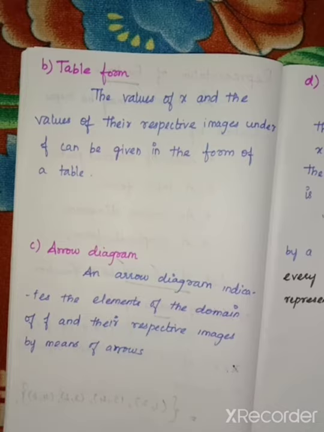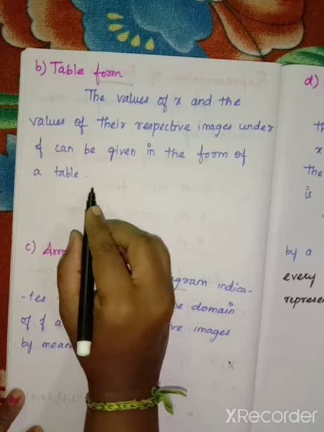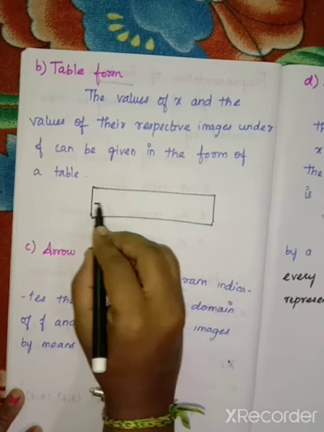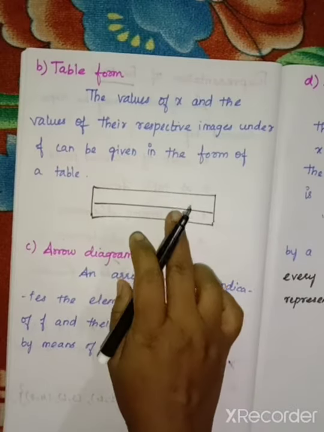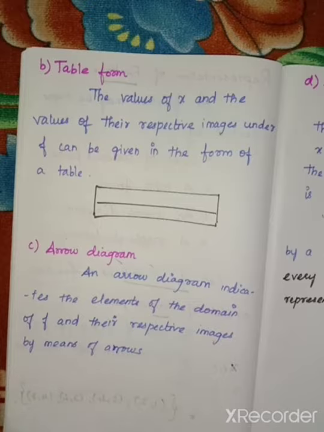Now table form: the values of x and the values of their respective images under f can be given in the form of a table. Here table means we know the table form is in boxes, that is rows and columns. Here there are 2 columns. From these 2 columns we can make the boxes according to the given.